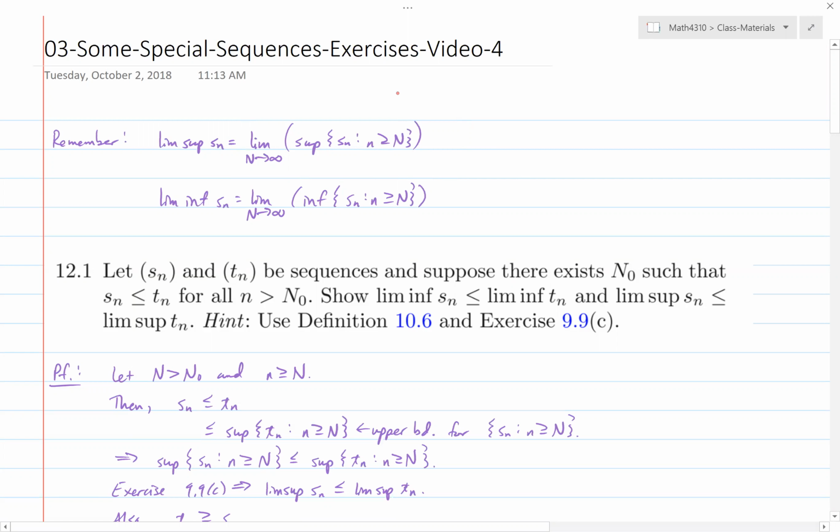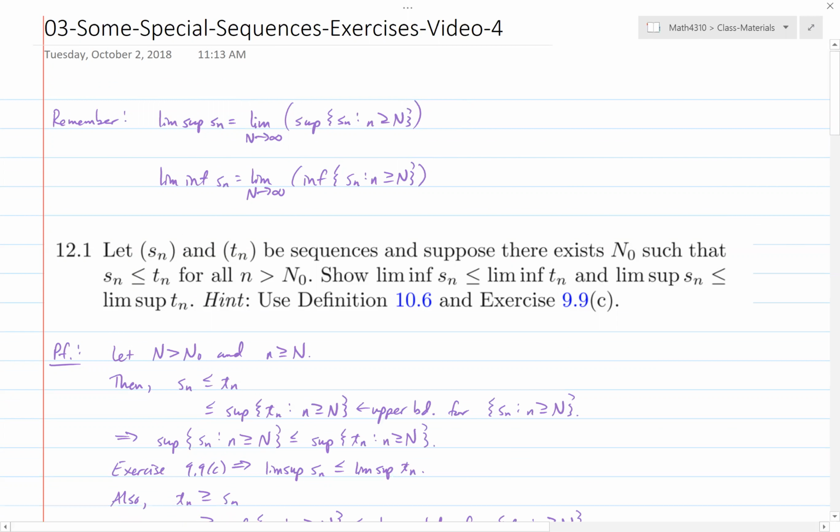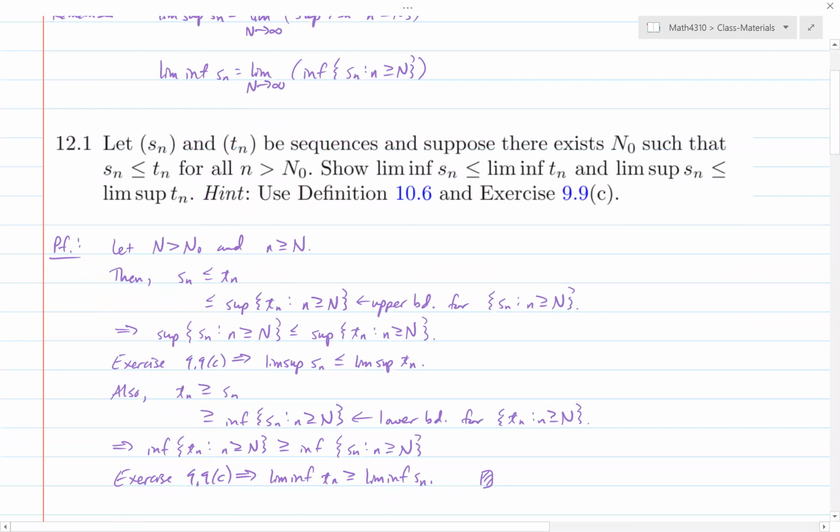We've gone over that a bit in class, but now we're going to solve some problems in section 12 with that. So I have 12.1 here. This is one where we have two sequences, and we're basically saying, look, eventually there's some point in the sequences such that Sn is less than or equal to Tn for all the points after that. And you can make that less than or equal, it doesn't matter.